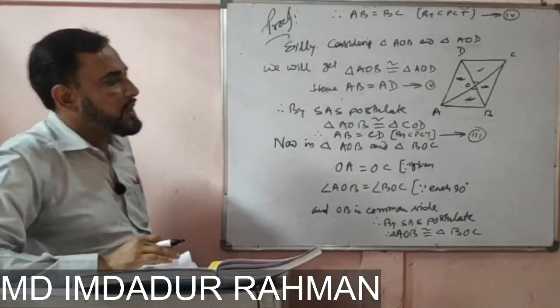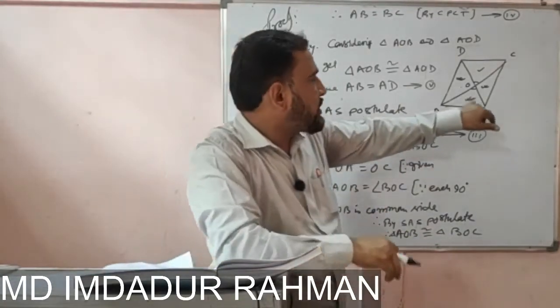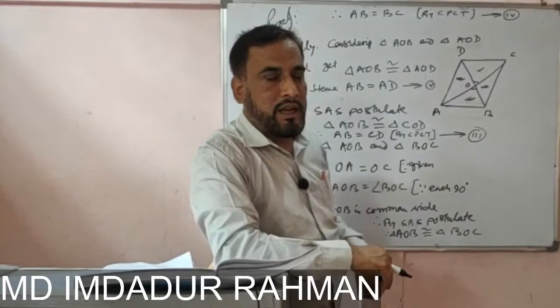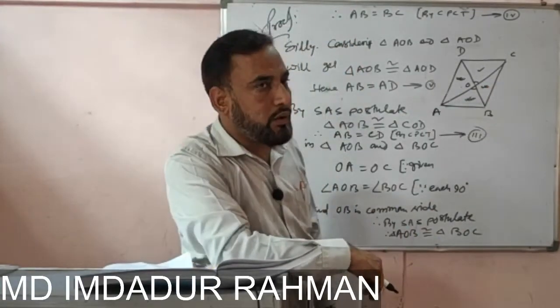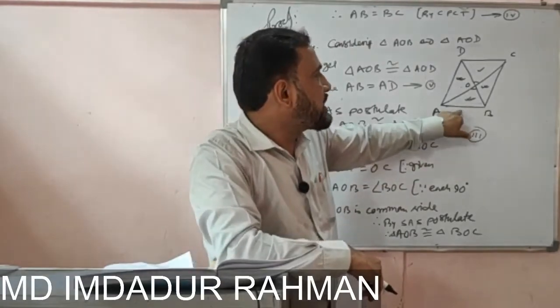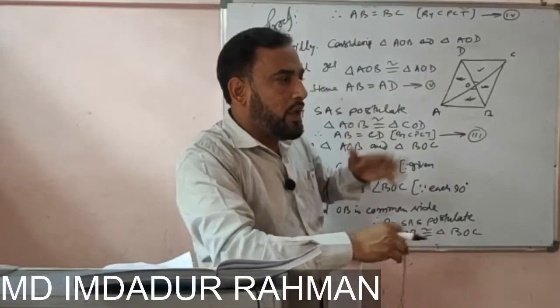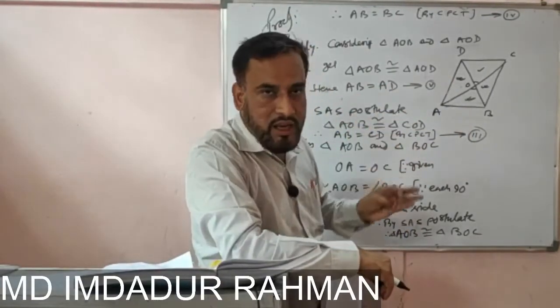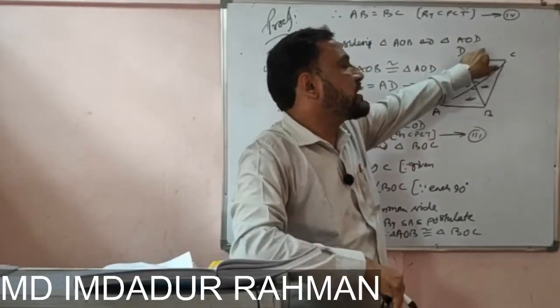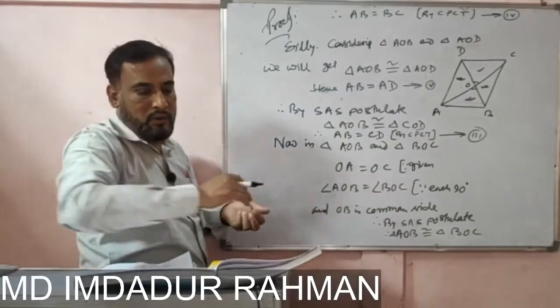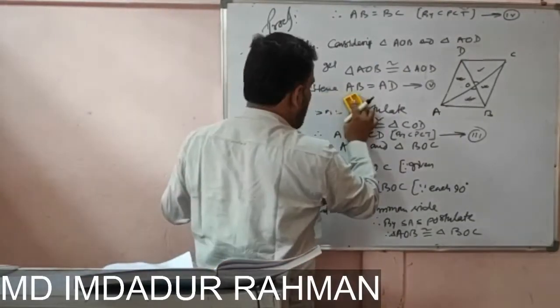So you see, in equation number 3 what did we get? AB is equal to CD. In equation number 4 what did we get? AB is equal to BC. Now in equation number 5 we are getting AB is equal to AD. So if we equate equations number 3, 4 and 5, we will get AB is equal to BC is equal to CD is equal to AD. See, that's simple.